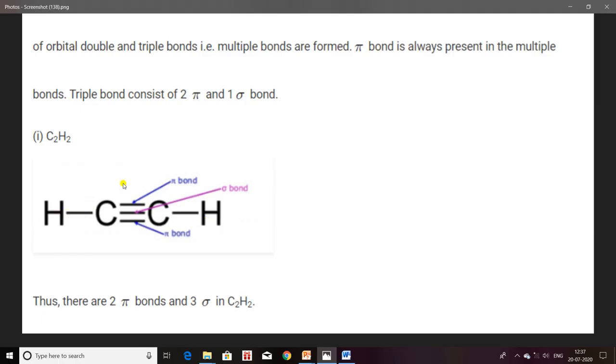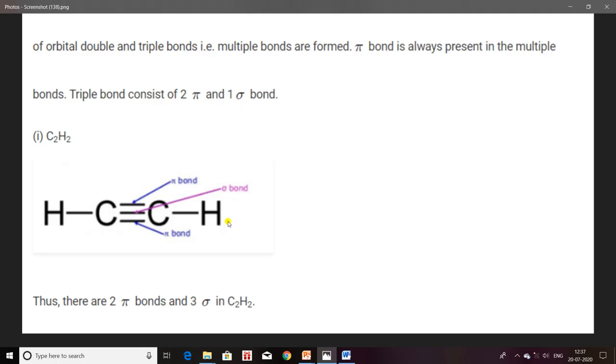So here you know that whenever there is a single bond, then there is formation of sigma bond. These are the rules. Whenever there is a formation of single bond, that means there is sigma bond. Here also there will be one sigma bond. In triple bond, there is one sigma and two pi bonds. So this one is sigma bond and these two are pi bonds. In double bond, one sigma and one pi bond is present.